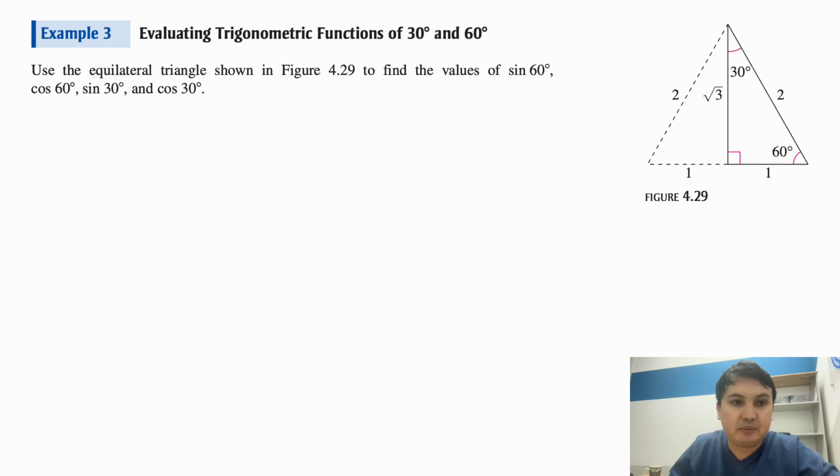Now, let's calculate sine 60 degrees, cosine 60 degrees, sine 30 degrees, cosine 30 degrees, using an equilateral triangle. An equilateral triangle means all sides are equal. But wait a second, I need a right triangle. So yes, if you drop the height of the equilateral triangle, you will get, so this is our equilateral triangle, 60 degrees here, 30 degrees.